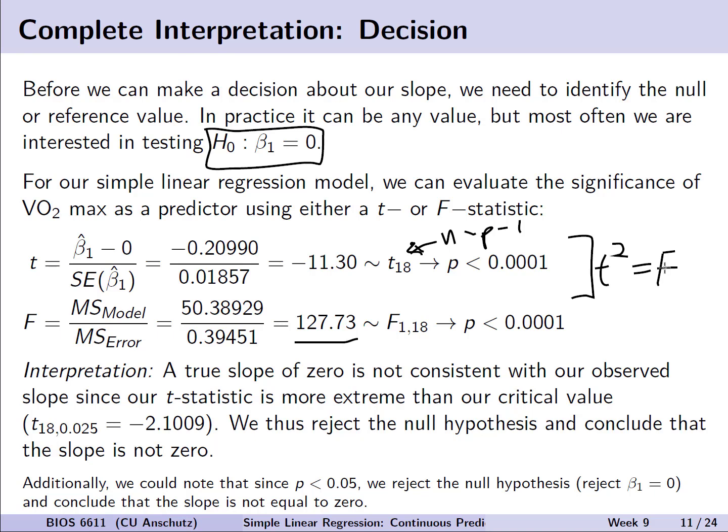One thing we can note as well, and is more commonly done, especially when we have just a table of output with a p-value, is that we could just note since the p-value is so small and less than 0.05, we reject the null hypothesis that beta 1 equals 0 and conclude the slope is not equal to 0.